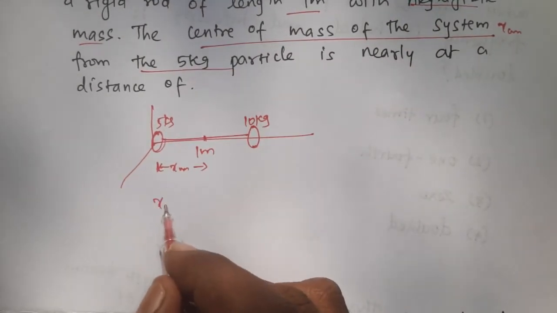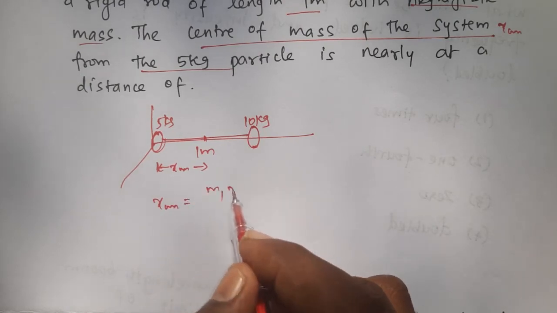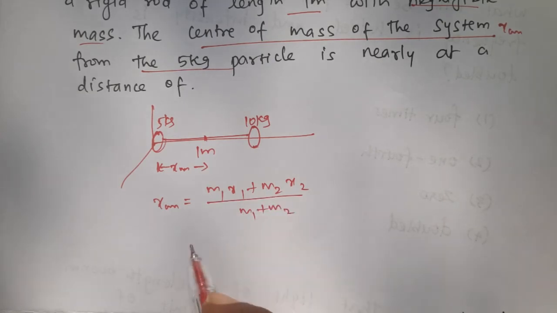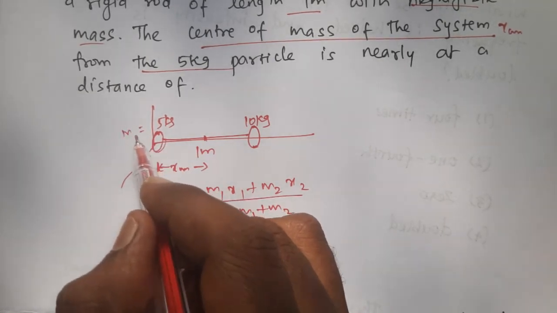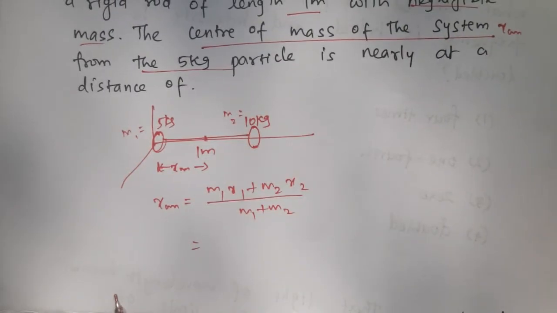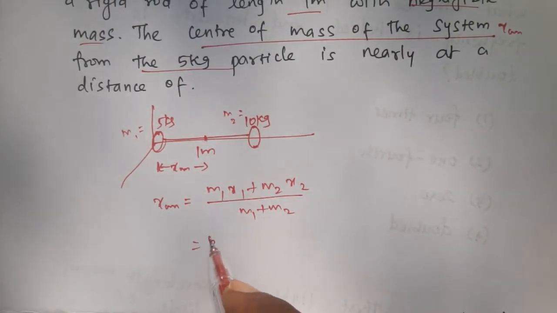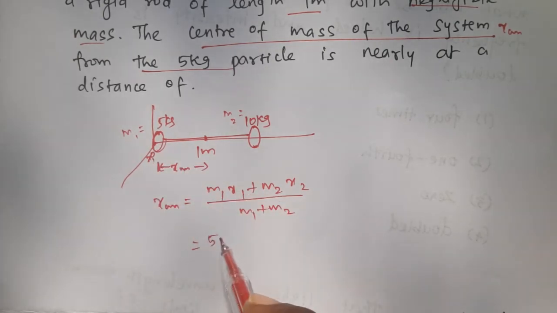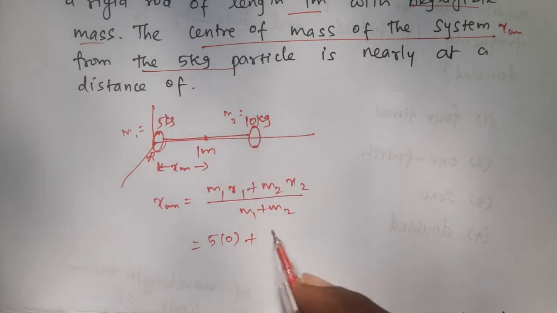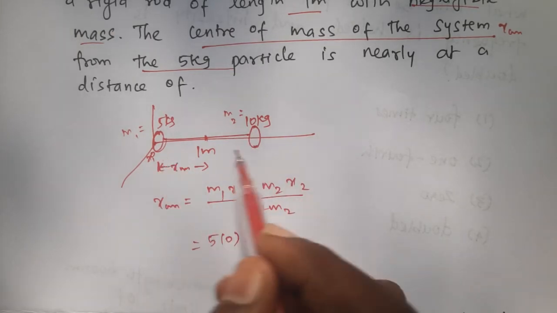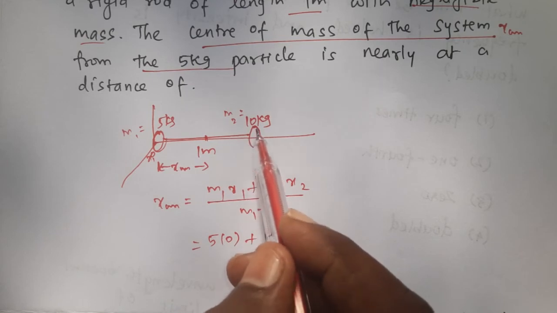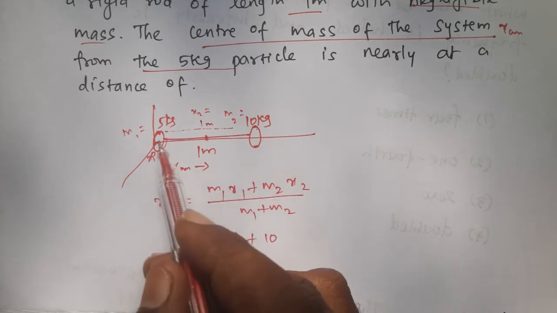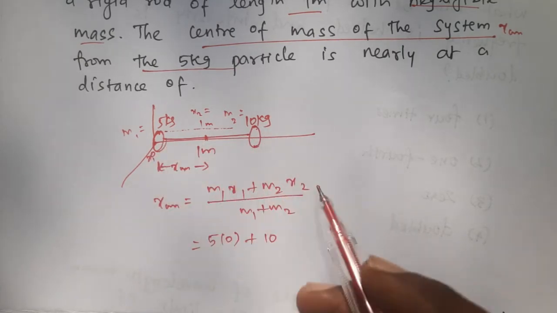Now xcm, the center of mass formula: m1 x1 plus m2 x2 by m1 plus m2. Now m1 is 5 kg, m2 is 10 kg. So m1 value is 5, x1 coincides with the origin so x1 is 0, plus m2 is 10, x2 value is 1 meter, because the distance of the 10 kg from the 5 kg is 1 meter. From the origin the distance of the 10 kg is 1 meter.